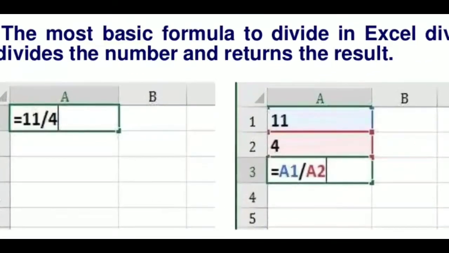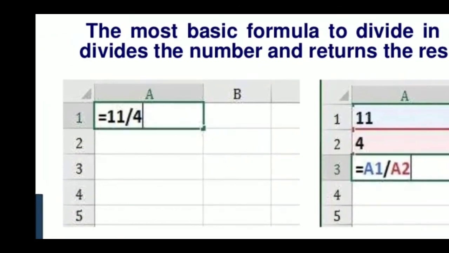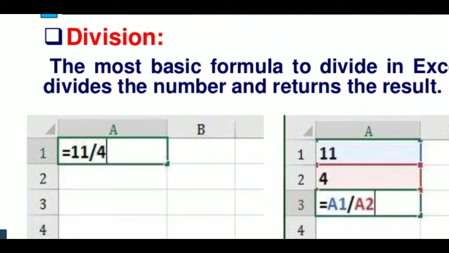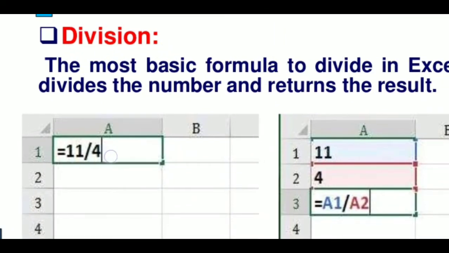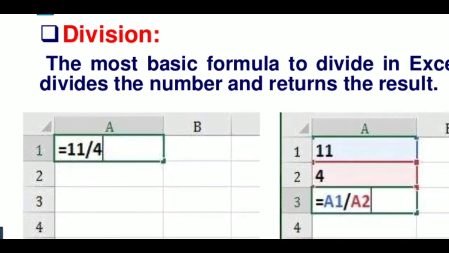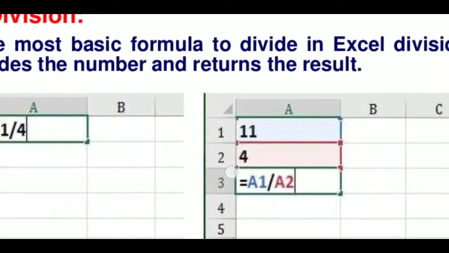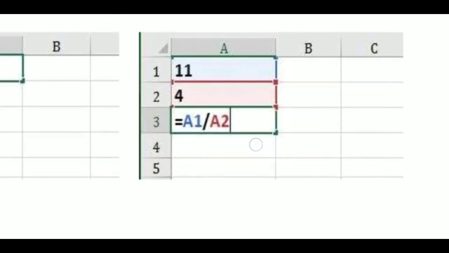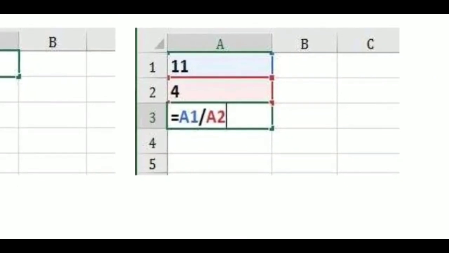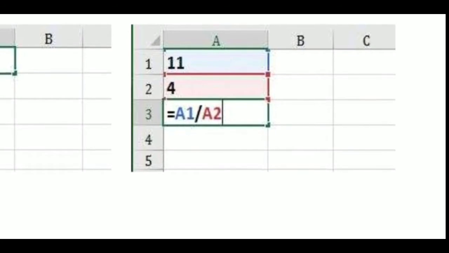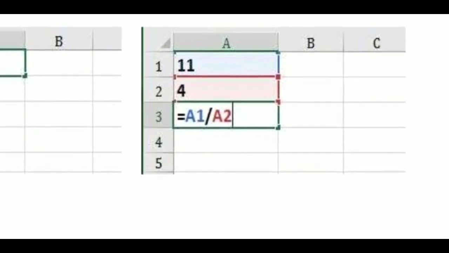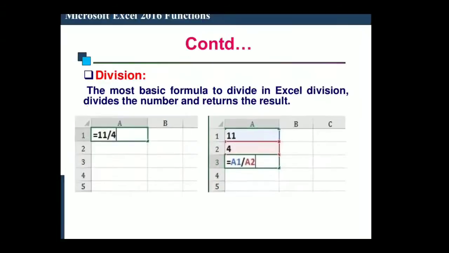Now to divide numbers we can write the formula. We can do it like this, equal to value 1 divided by value 2 here. In the first example you can see result will be displayed here. And to do it with the help of formula in another way is to write the references, write equal to A1 divided by A2 and press enter key. The result will be displayed here.